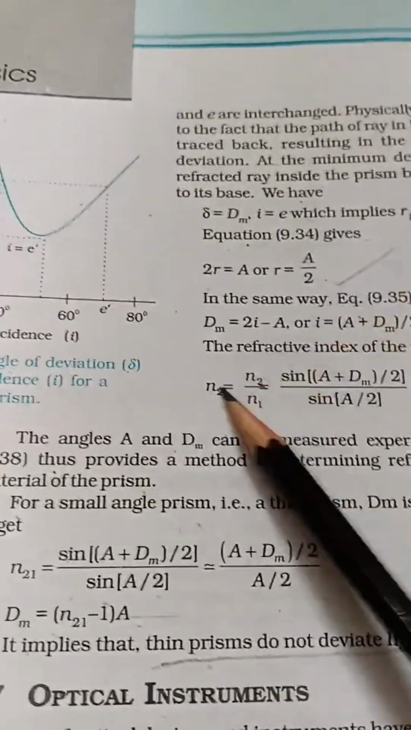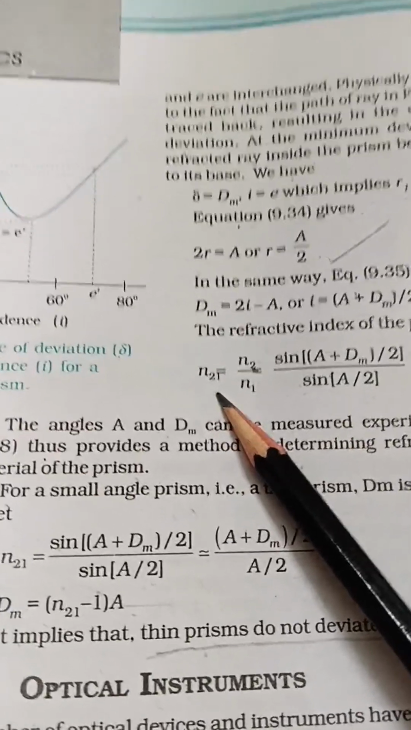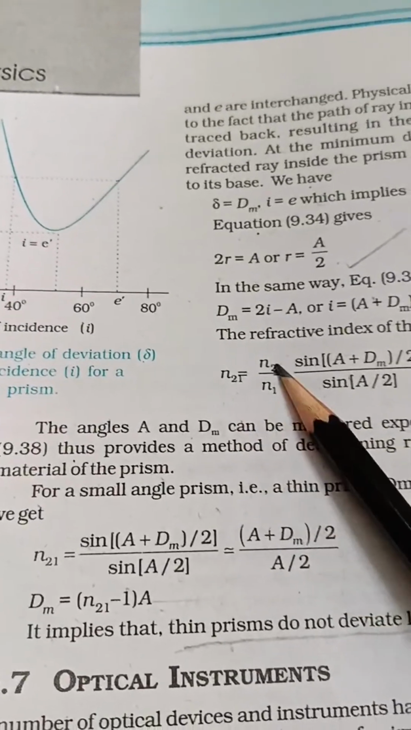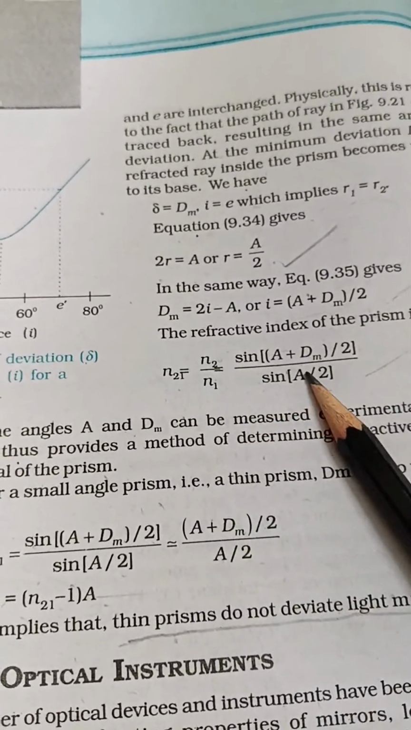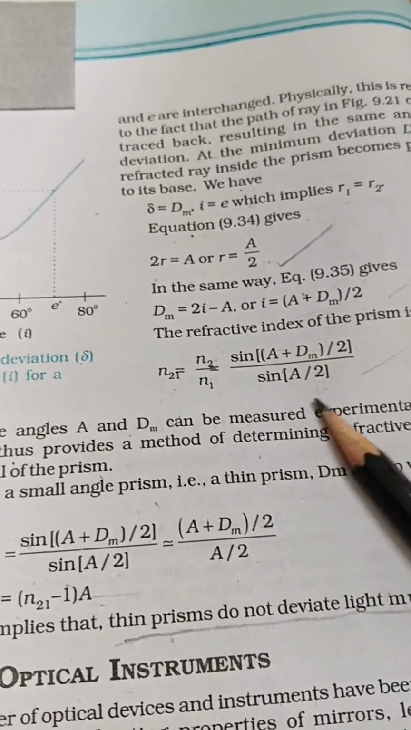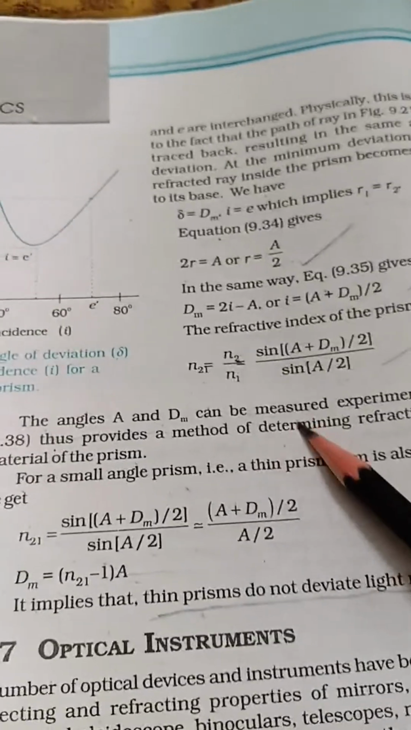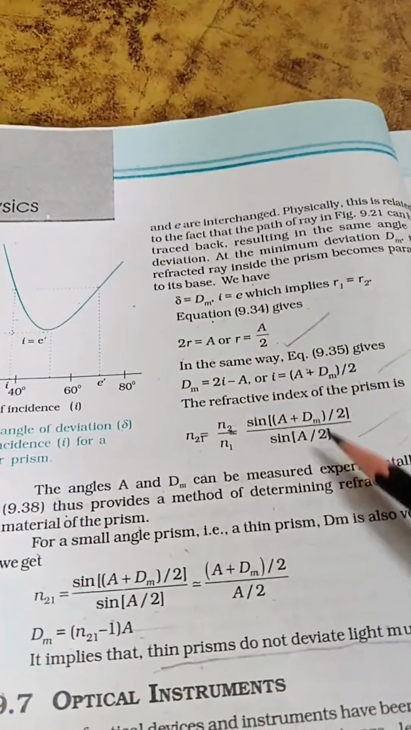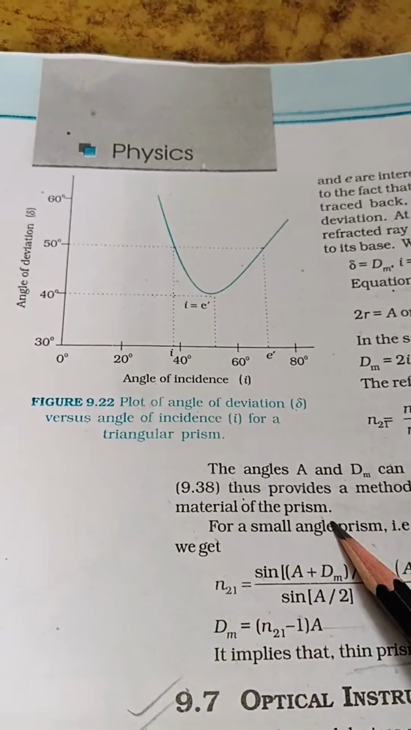The refractive index of the prism is n21, n21 equal to n2 upon n1, which is sine of A plus dm upon 2 upon sine A upon 2. This is also a formula. So we can see the angle A and dm can be measured experimentally in this equation. Thus it provides a method of determining the refractive index of the material of the prism.